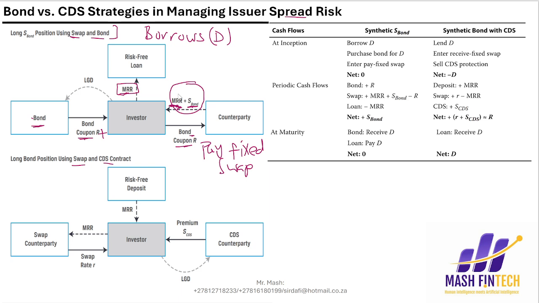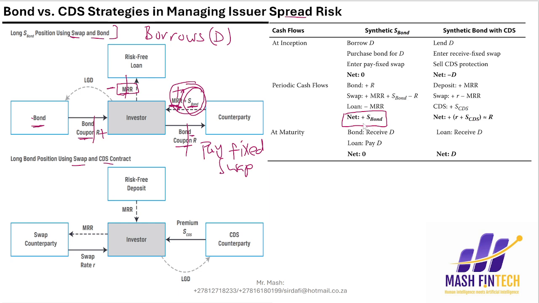The only thing that is going to be left, because also the coupon they receive, they pay it in the fixed contract, then they're only left with this. So the net cash flow ultimately is just going to be the spread on the bond. That's what they are betting on.